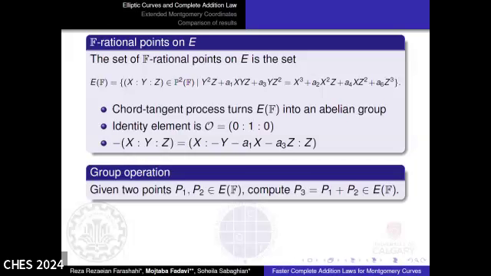Now, that is an abelian group, it has an identity element. This identity element is the point at infinity, and the negation of every point, such as (x, y, z), is (x, -y - a1 x - a3 z, z). The core operation in elliptic curve crypto is the addition law. You are given 2 points, P1 and P2, and you are asked to compute P3.